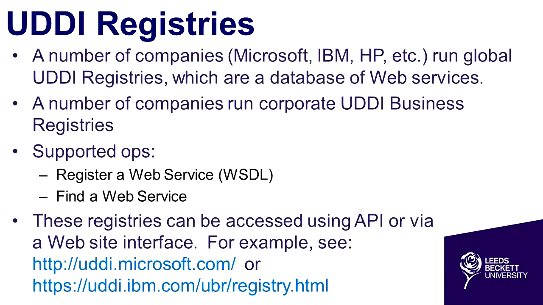There are two supported operations with UDDI. A business can register a web service or they can find a web service. All right, so they can either register a web service or they can find a web service. And the registries can be accessed using an API or a website interface.